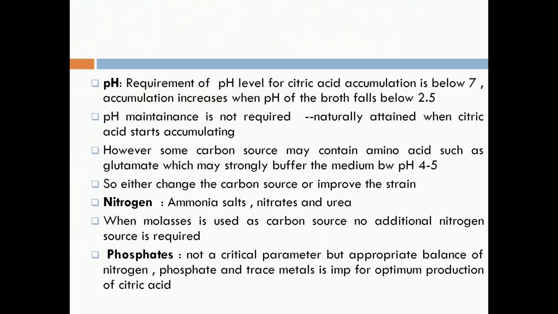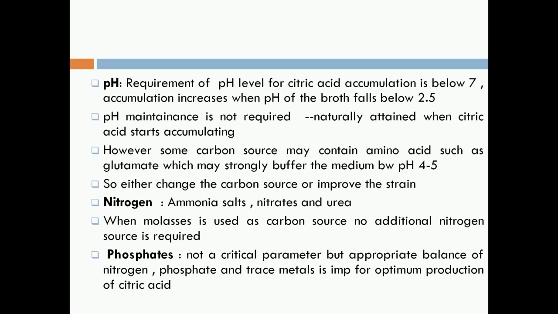Apart from that, pH is one major concern, and acidic or low pH is very good for accumulation of citric acid, that is below 7, and below 2 is very good. And as you know, citric acid is acidic in nature. Once it starts producing, the pH of the system starts to fall, so it naturally attains the lower pH conditions, which is suitable for the growth of this organism.